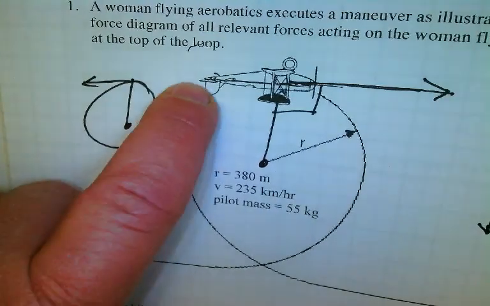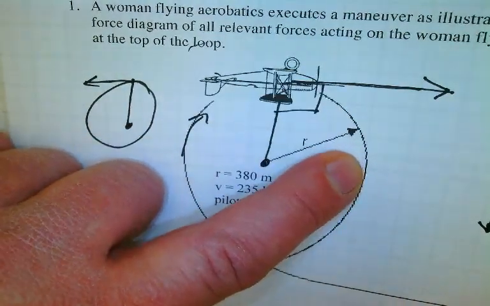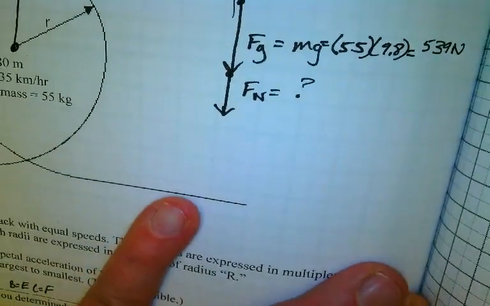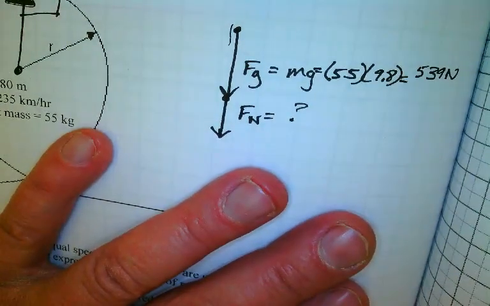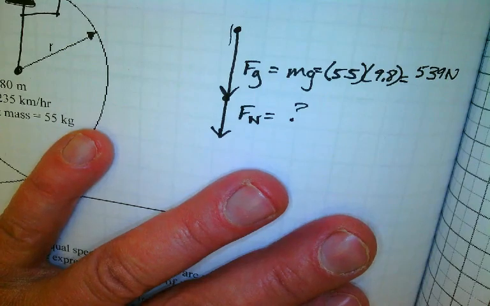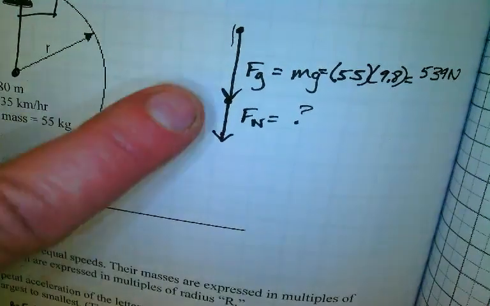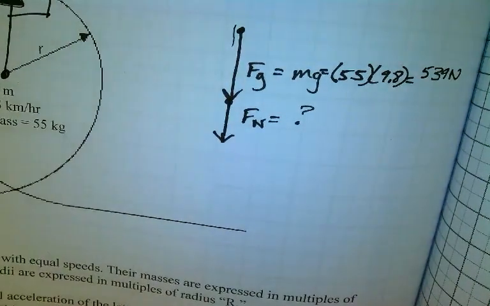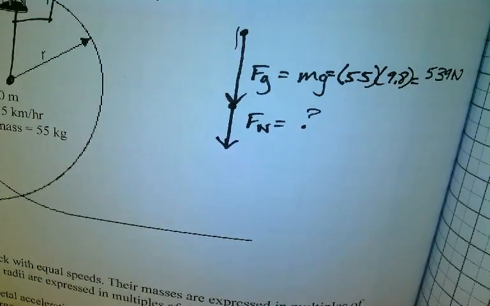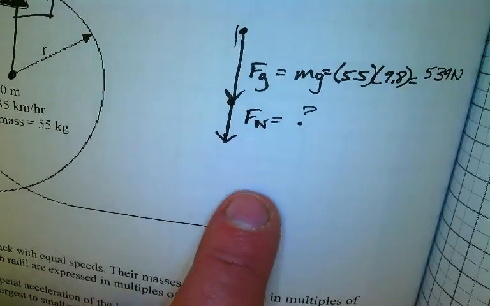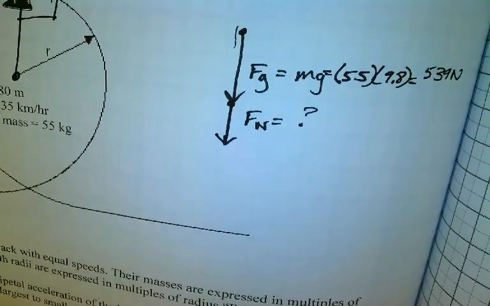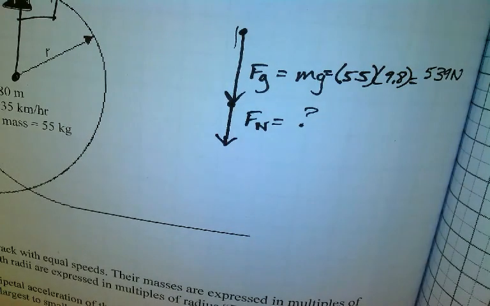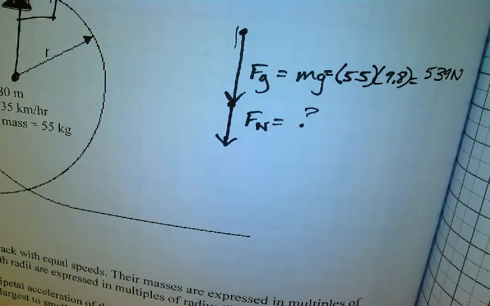She's going this way, so I need to draw a force diagram for her. So there's her force diagram, right? This force diagram is the same as what? The force diagram of the yo-yo at the top of the yo-yo path, right? Do you want to draw this? Then, after we get our force diagram drawn, what is our next step going to be?